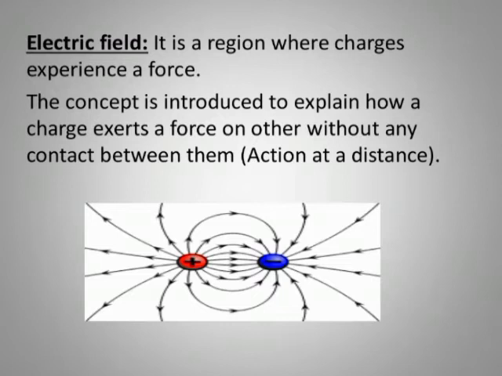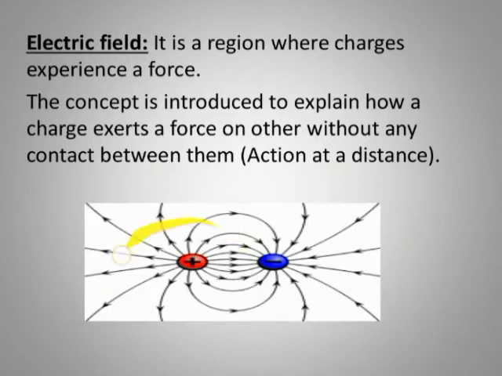In the same way, if I consider just a charge, the charge itself produces a field around it, and that field exerts a force on any other charge when it comes into the field of it. Just understand, it is a region where a charge experiences a force. If I consider this as a positive charge, it is creating one field around it. Now what will happen if this negative charge comes into contact with the positive charge's field?